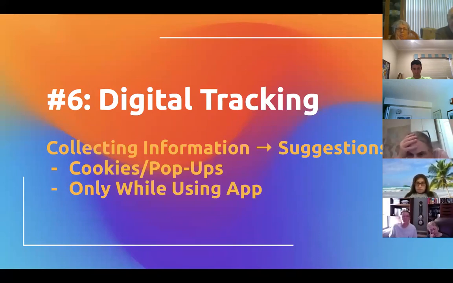So if they see that you're typing in smartphones into Google 10 times a day, Amazon might use that information and advertise smartphones to you, or cheap smartphones, in order to get you to buy something from them. That's called digital tracking. And there are two ways that you could prevent this.